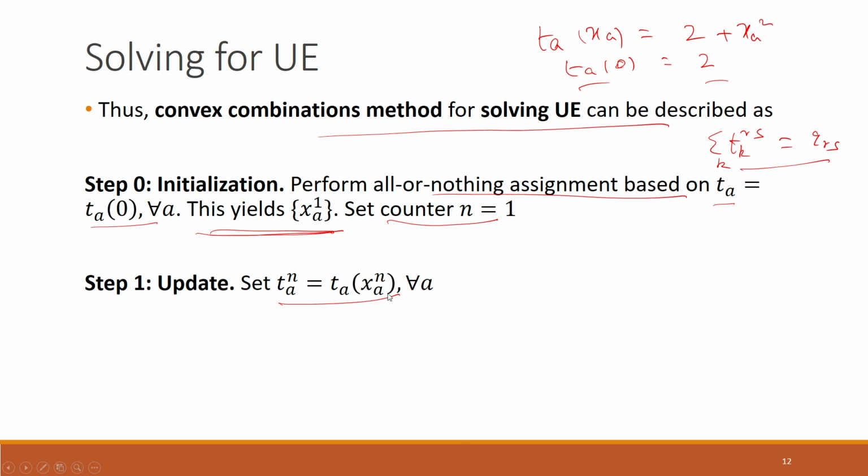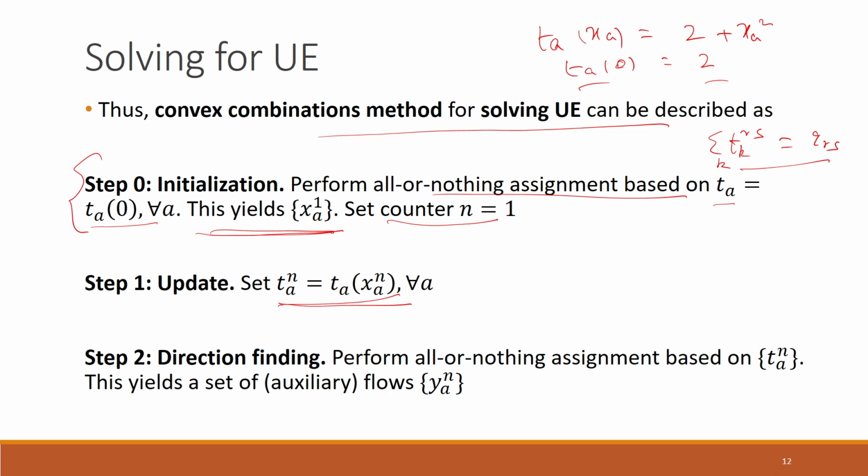every link. Okay. So, suppose you got some initial flows on different links from this initial all or nothing assignment. When you put those flows in, you will again get new travel times of the links. Okay. So, we use those travel times to perform all or nothing assignment. This is now the direction finding step. When we do all or nothing assignment based on these travel times that you got in this step 1, you will get a set of auxiliary flows YAN. Okay.